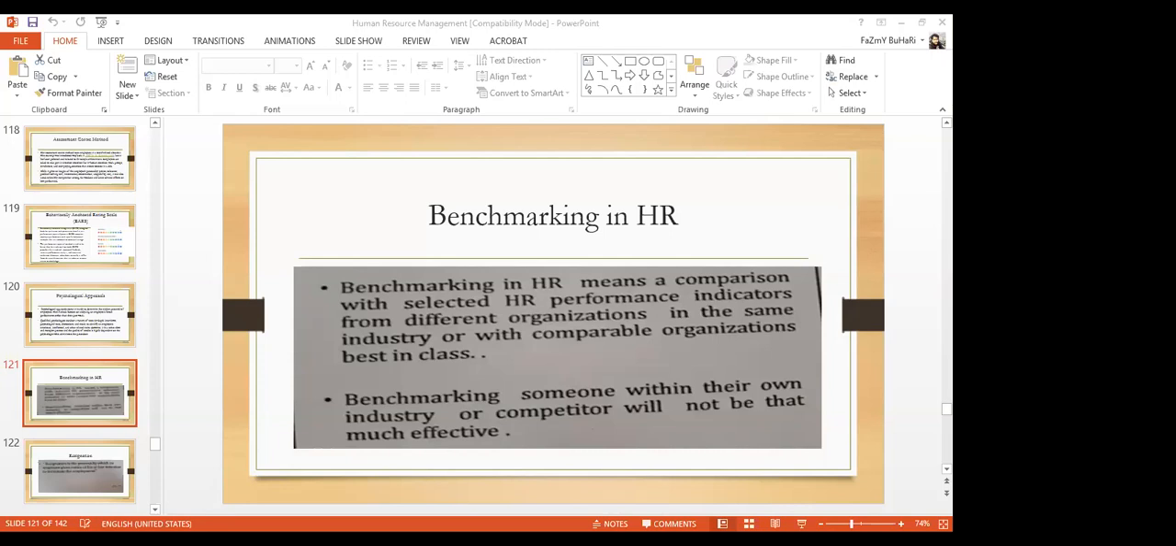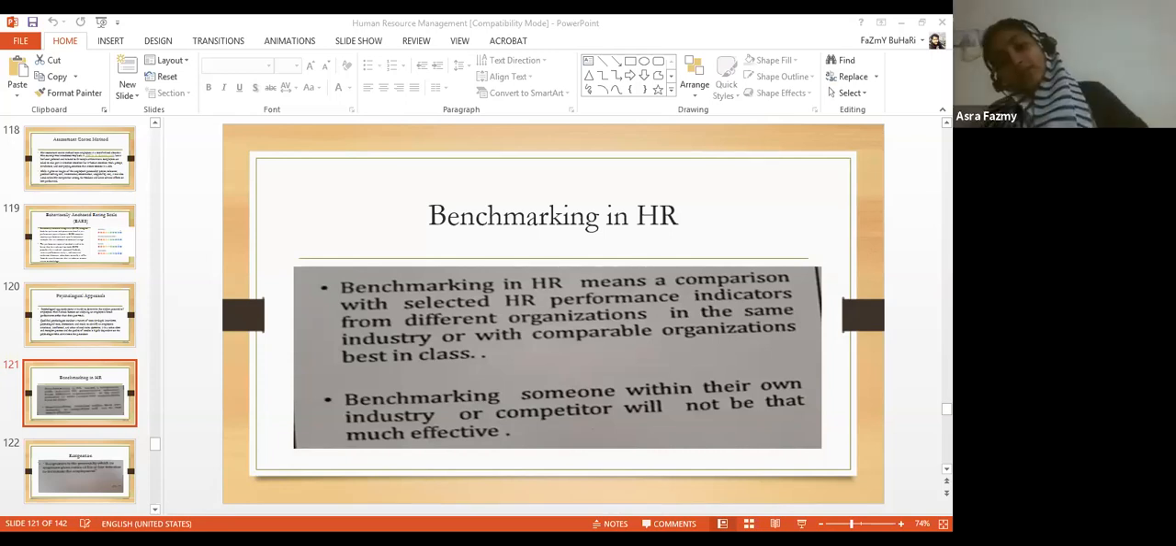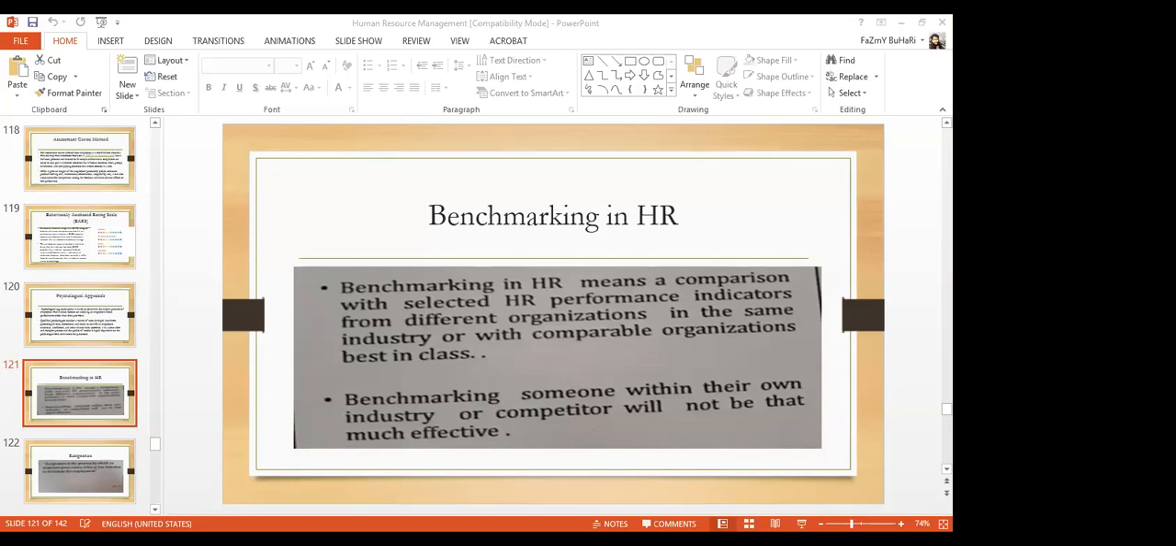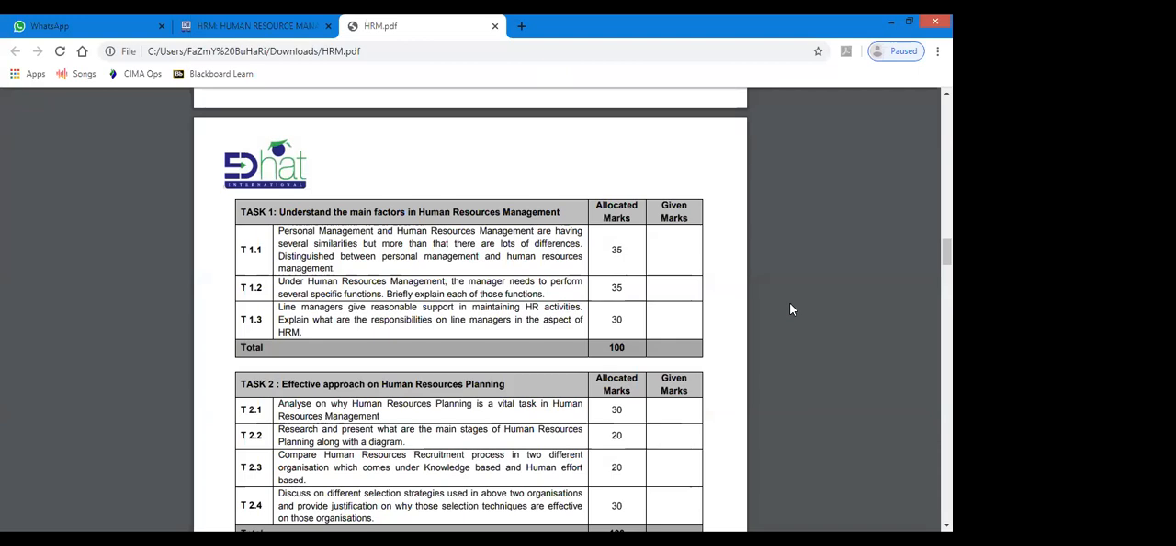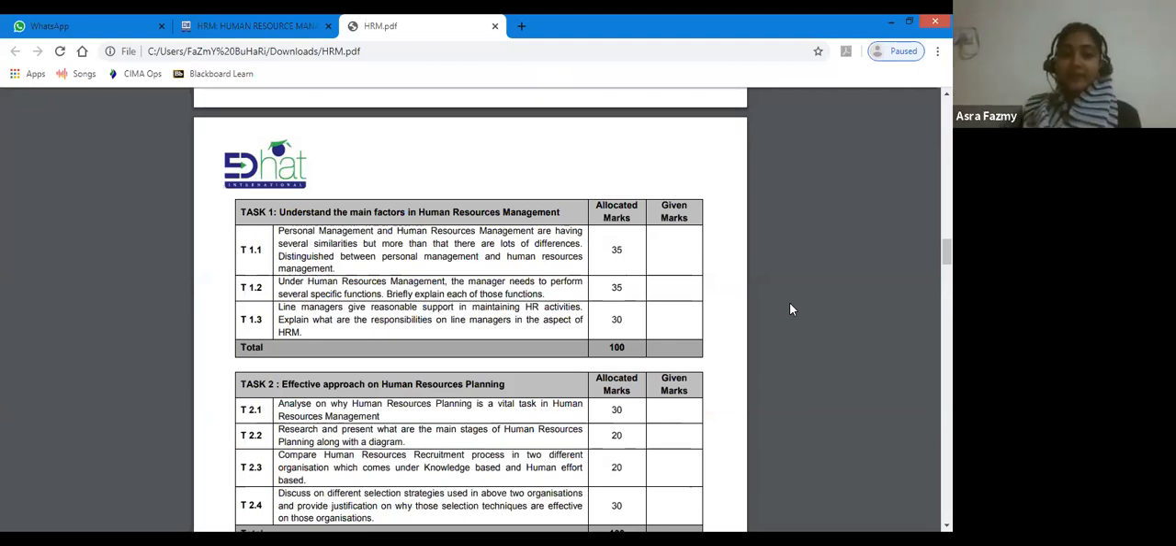So I'll explain to you all how to do task 1. The screen is not showing the slide now. Now we can see the assignment brief. Can you all see? Yes. Right, so you can see task 1, right? Task 1 has 100 marks. So in that, let's look into task 1.1.